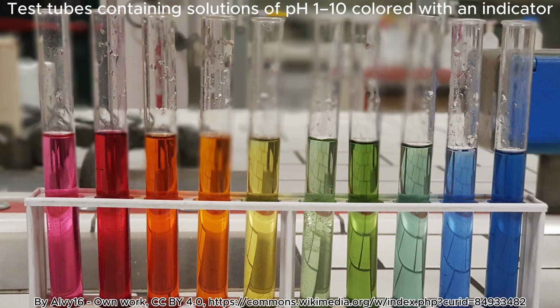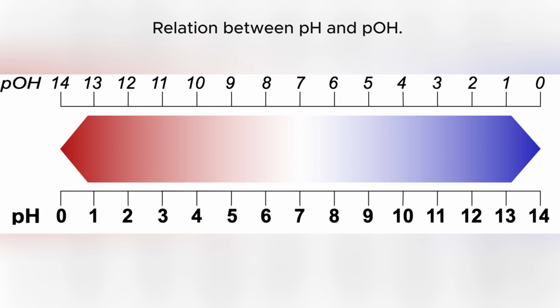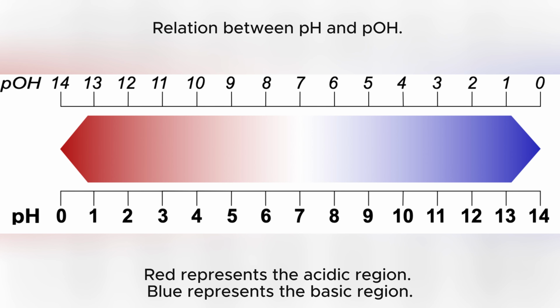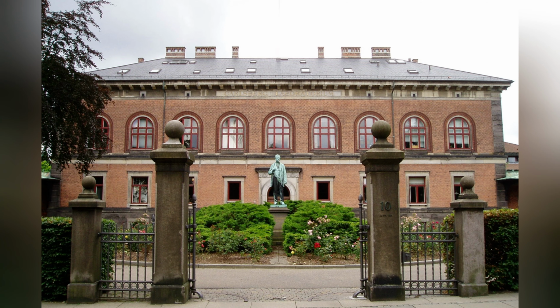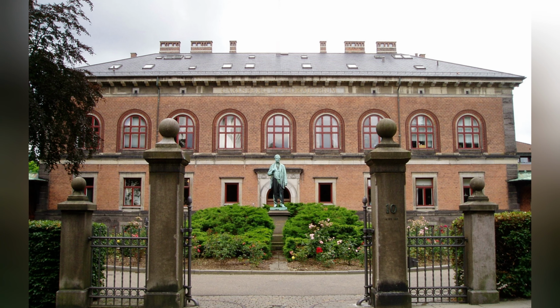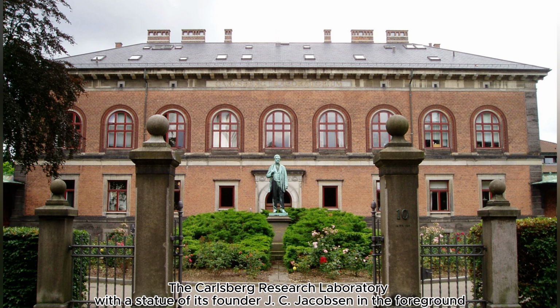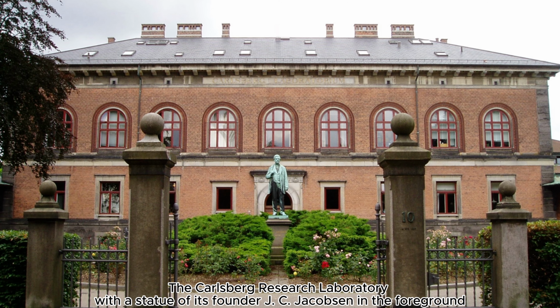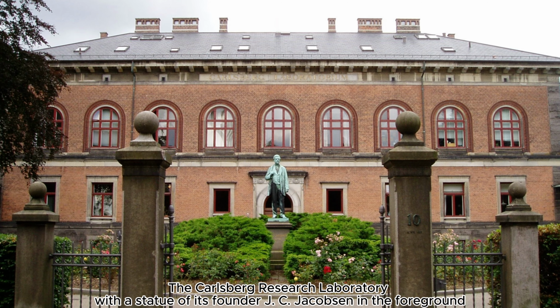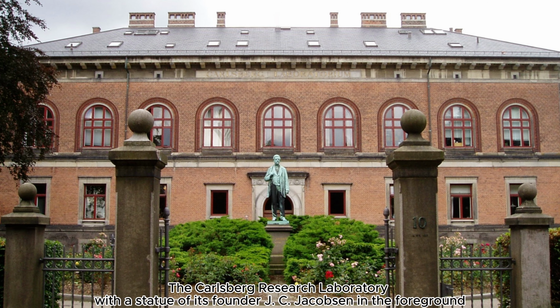The pH scale is an essential tool in both science and industry. Invented in 1909 by Søren Peder Lauritz Sørensen at the Carlsberg Laboratory in Copenhagen, Denmark. Although Carlsberg is primarily known for its beer, the laboratory has a long history of contributing to scientific advancements.